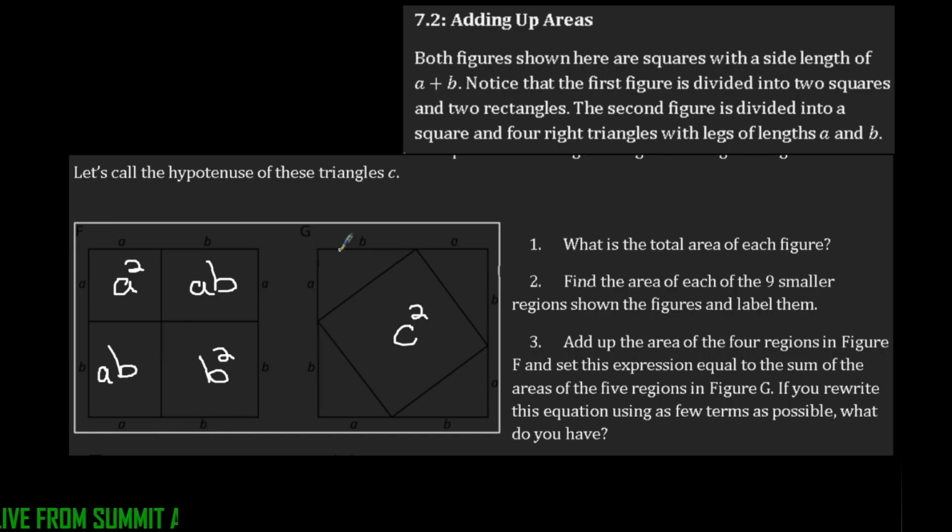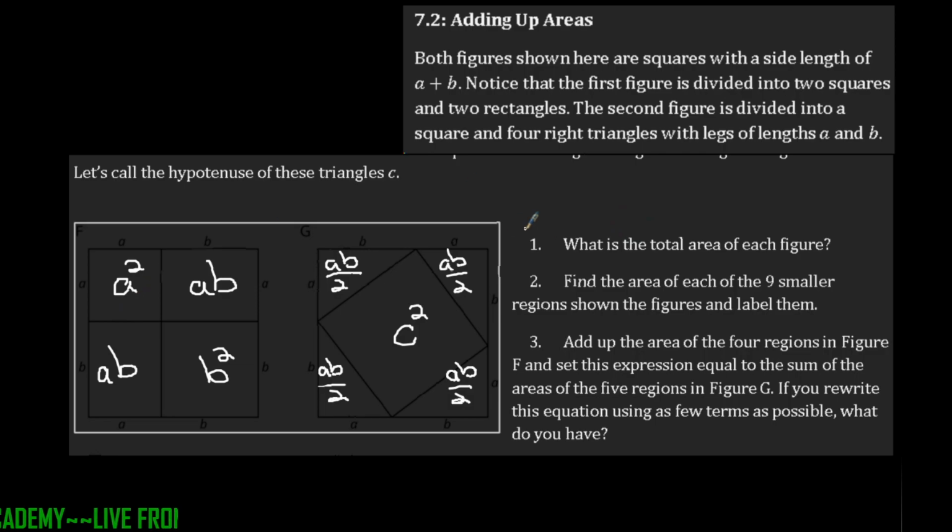However, with these triangles, how does that work again? Well, it's going to be the product of these 2 side lengths divided by 2. So this is going to be AB over 2 for each of these little triangles. So I have AB over 2. And so it says find the total area of each figure. So that's going to be what?